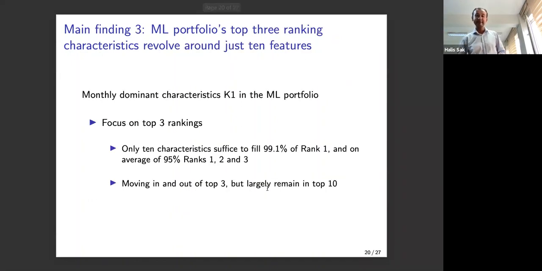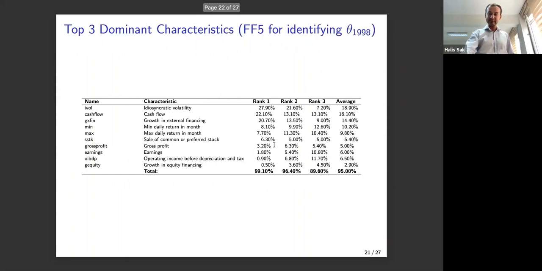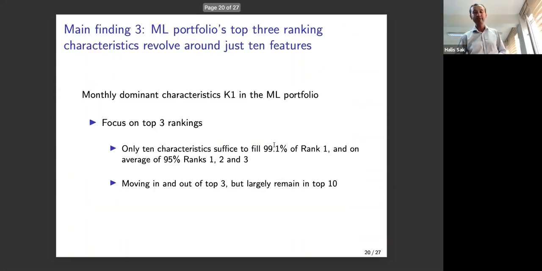Okay. And what about finding 3, the month dominant characteristic K1 in the machine learning portfolio? What we do is we simply check the top 3 characteristics, right? And indeed only 10 characteristics suffice to fill 99.1% of rank 1. Okay. So I think I just showed the graph previously. Okay, I'll show it later.